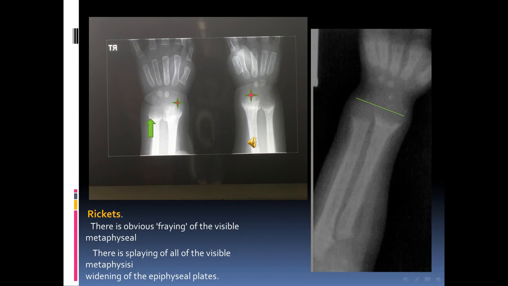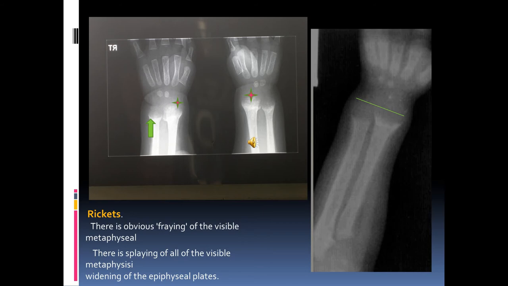Plain X-ray of a child having rickets. One of the most important bone abnormalities in children is rickets. We can usually diagnose this on a plain X-ray of the wrist joint or the knee joint. So in this example of the wrist joint, what can we see?